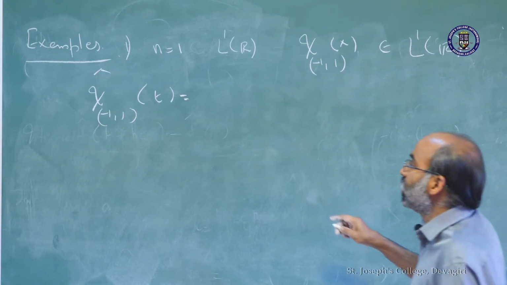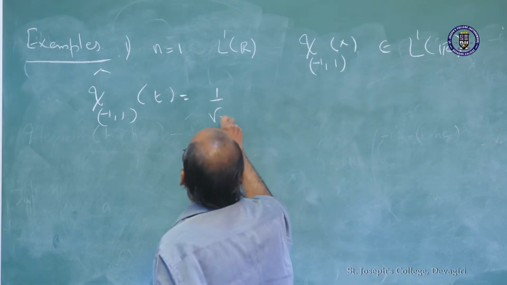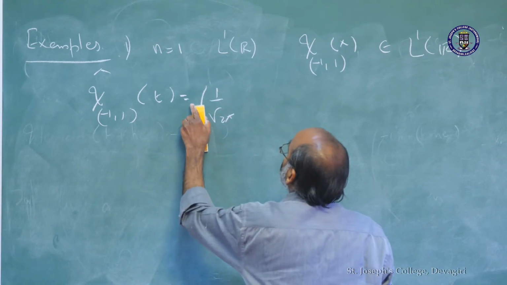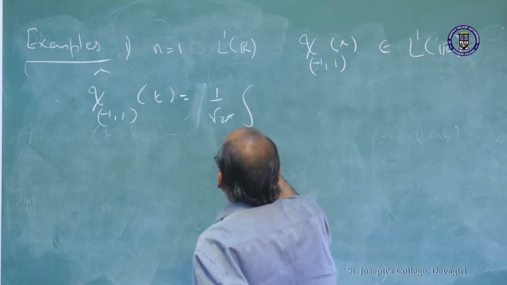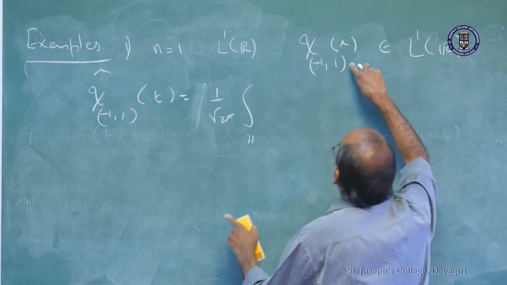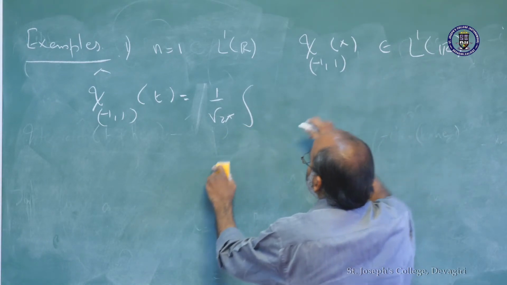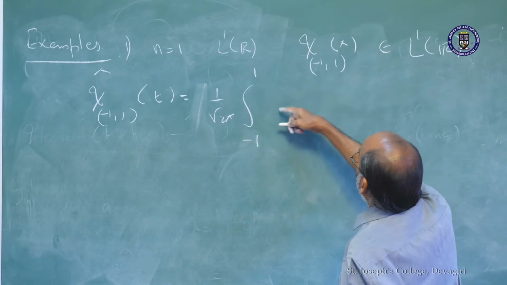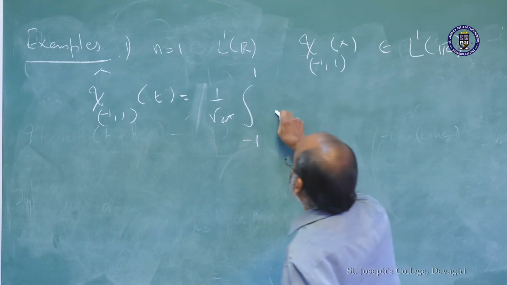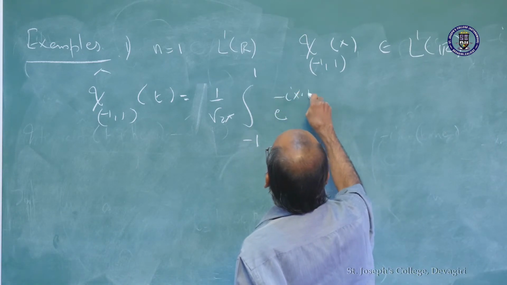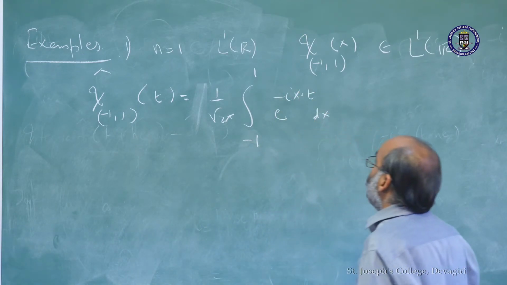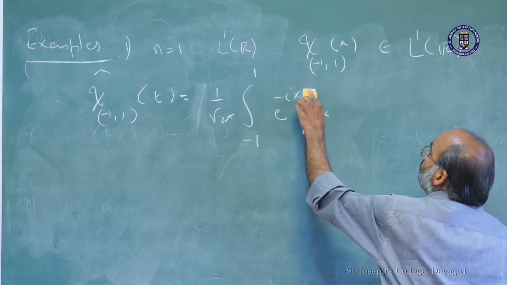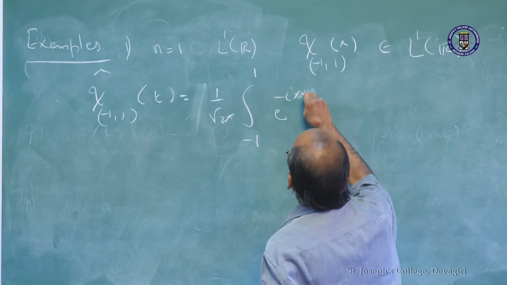Okay. By definition, this is 1 by root 2 pi. Well, there is no n, right. So, it is just 1 by root 2 pi integral over r, well, integral over r chi minus 1 1. So, that would be just minus 1 to 1, right, and 1 times the exponential. So, that is e to the minus I x dot t dx. Well, there is no x dot t because we are in the real line. So, it is just x t, right, e to the minus I x t.